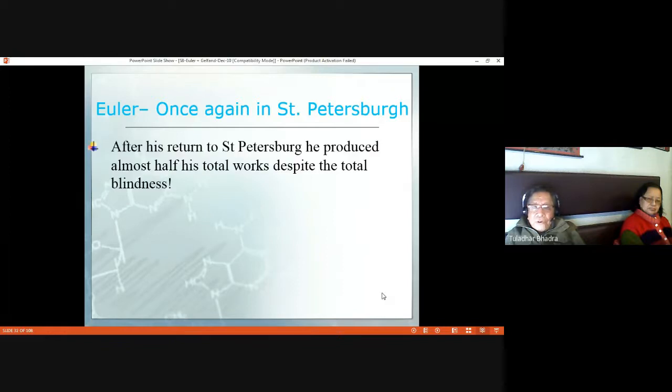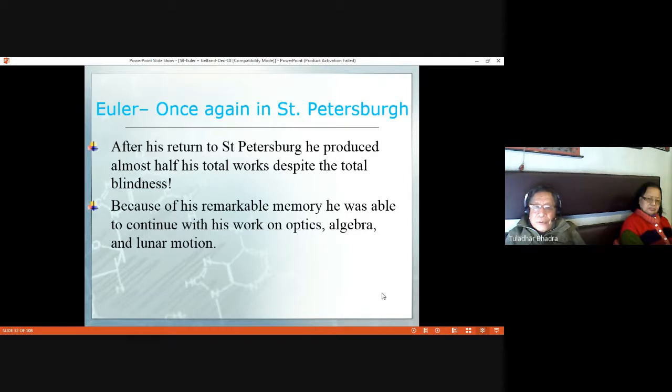After his return to St. Petersburg, it was almost half his total work despite total blindness. So he was blind and he was dictating his scientific work, mathematical scientific work. So both of his eyes were gone. Because of the remarkable memory, he was able to continue with his work on optics, not only in mathematics, he worked on optics, algebra, and lunar motion.